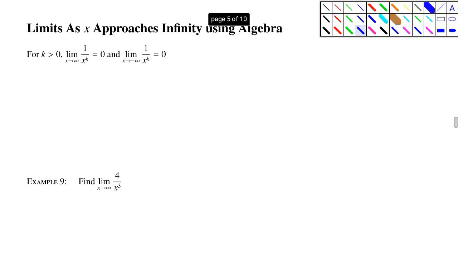Let's turn our attention now to limits as x approaches infinity using algebra. So we have this basic rule here. It says for k greater than 0, in other words, k is a positive number, the limit as x approaches infinity of 1 over x to the k power is equal to 0, and the limit as x approaches negative infinity of 1 over x to the k is equal to 0 as well. Recall that x approaching infinity or negative infinity is all talking about the end behavior.